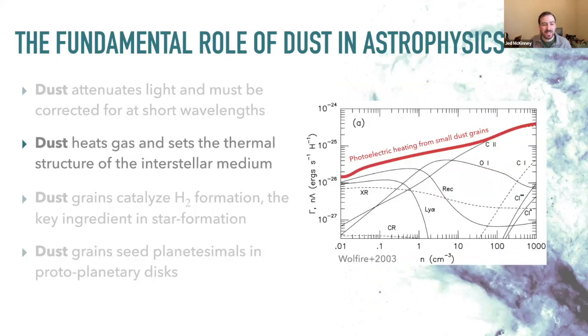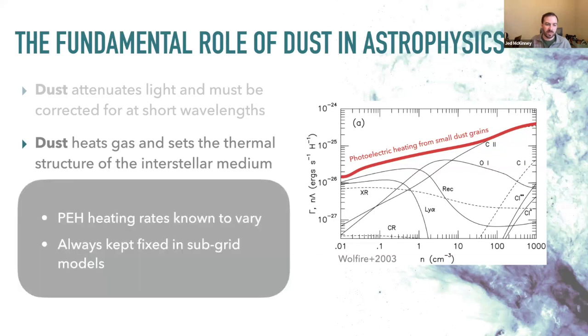We know that dust heats gas and sets the thermal structure of the ISM. That's what I'm showing here on the right. This is like a textbook plot, showing the heating and cooling rates as a function of density in interstellar gas. And what I've highlighted in red is photoelectric heating from small dust grains. Photoelectric heating from these dust grains is really the dominant way that the ISM is heated across orders of magnitude in density. So dust is incredibly important for setting the thermal structure of the interstellar medium.